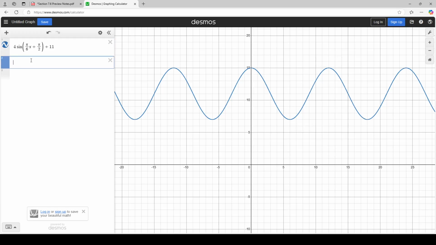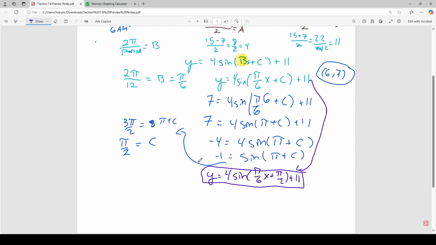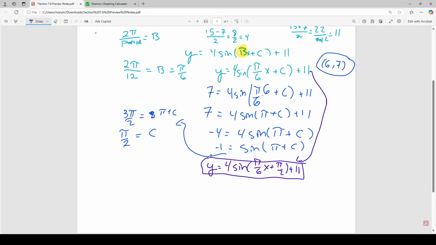And if you look at your textbook, it actually gives a different model of 4 cosine pi over 6x plus 11. If you notice, that's the exact same function. The cosine didn't end up having to have any sort of shift because it already started at the peak. So if you already know it's going to start at the peak, sometimes it's kind of nice to write a cosine function instead. But writing the sine function was just fine as well.